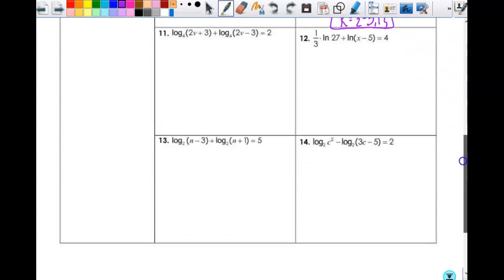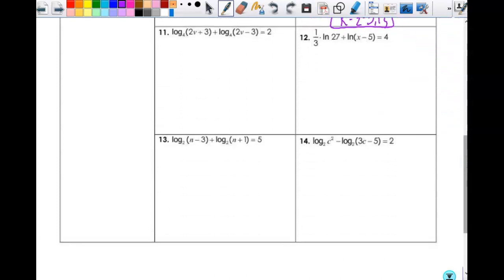All right, so let's look at number 11. So I have 2 logs of the same base that are being added. So I get to change that to a single log where I do what? Multiply. So this is 2v plus 3 times 2v minus 3 equals 2. So now I have a single log equals a number. I can rewrite it as 4 squared equals, is this a special case of any kind?